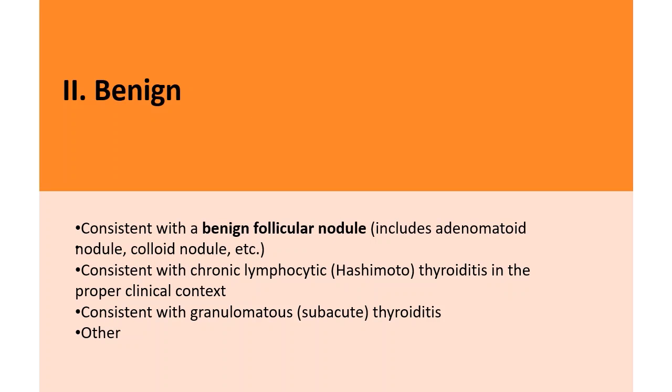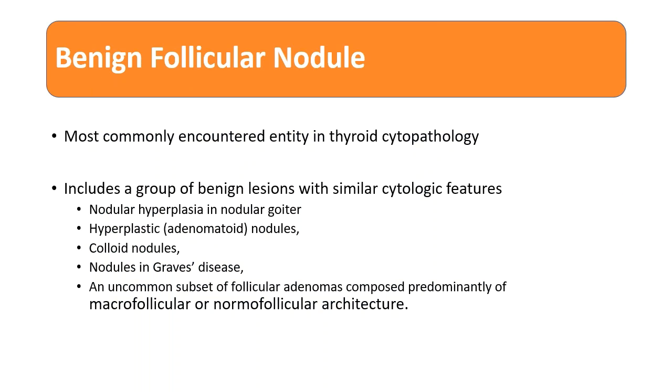Coming to the next category, that is the benign category. There are various subcategories under this category: consistent with benign follicular nodule, including adenomatoid nodule or colloid nodule; consistent with chronic lymphocytic thyroiditis in the proper clinical context; consistent with granulomatous thyroiditis; and others. As we have discussed, the benign lesions are the most common lesions seen in a thyroid nodule, and benign follicular nodule is the most commonly encountered entity in thyroid cytopathology.